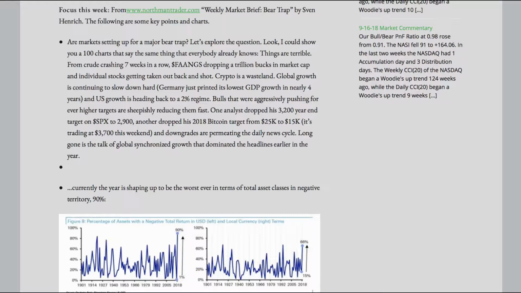Bulls that were aggressively pushing for ever higher targets are sheepishly reducing them fast. One analyst dropped his 3,200 year-end target on SPX to 2,900. Another dropped his 2018 Bitcoin target from $25,000 to $15,000. It's trading at $3,700 this weekend. And downgrades are permeating the daily news cycle. Long gone is the talk of global synchronized growth that dominated the headlines earlier in the year.